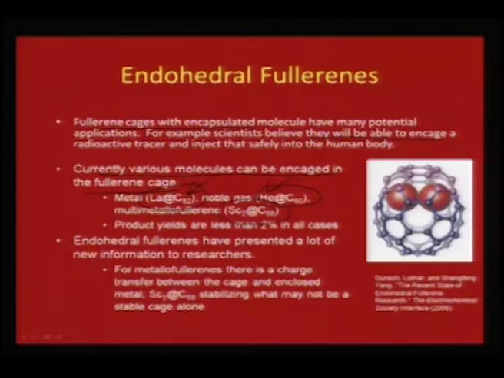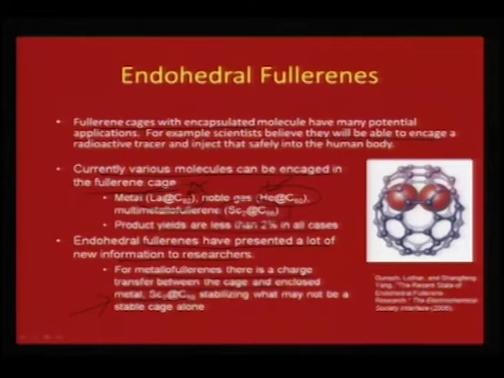So, it is possible, but in those cases the product yields are actually less than 2%, and in endohedral fullerenes there is a lot of information that we can get. For example, in metallofullerenes, there is a charge transfer between the cage and the enclosed metal, as in the case of scandium that is put inside C66. So, much rich chemistry can be verified as to what really is the interaction. It is not just a bound pair, but something unusual happens in these endohedral fullerenes. And for a review, we can go through the article by Professor Dunsch.